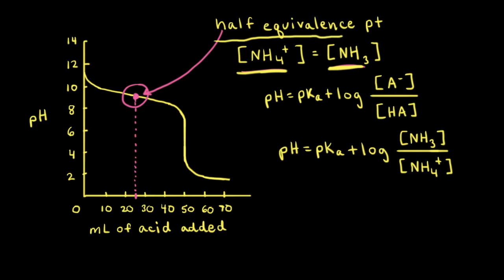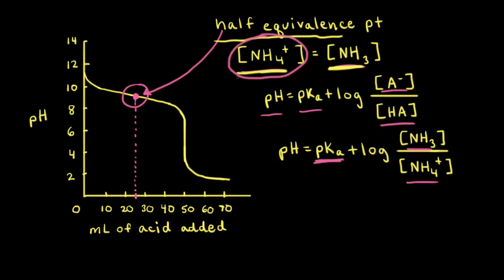using the Henderson-Hasselbalch equation. So pH is equal to the pKa of the weak acid plus the log of the concentration of the conjugate base divided by the concentration of the weak acid. For this example, the base is ammonia, NH3, and the conjugate acid is the ammonium cation, NH4+. Therefore, this pKa value in the Henderson-Hasselbalch equation is referring to the pKa value of ammonium.